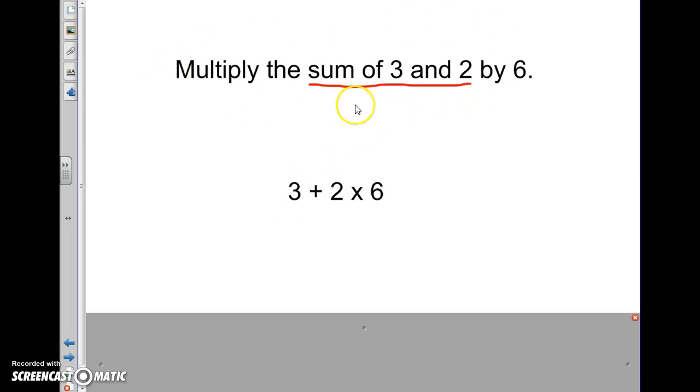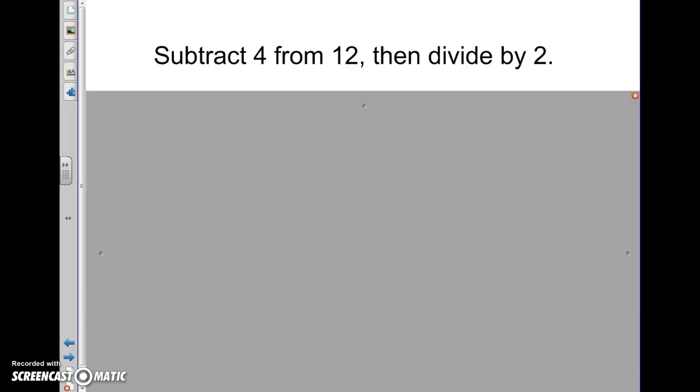Is that what this calculation is asking us to do? It's not, right? It's saying first you find the sum of 3 and 2, then you multiply it by 6. And you'll end up getting quite a different answer if you don't do it in the correct order. So we're going to have to put parentheses around 3 plus 2 to make this expression represent this calculation, which is first we're finding the sum of 3 plus 2. We're making sure that that's the first thing we do by putting parentheses around 3 plus 2. Then we multiply by 6. Okay? Let's look at another one here.